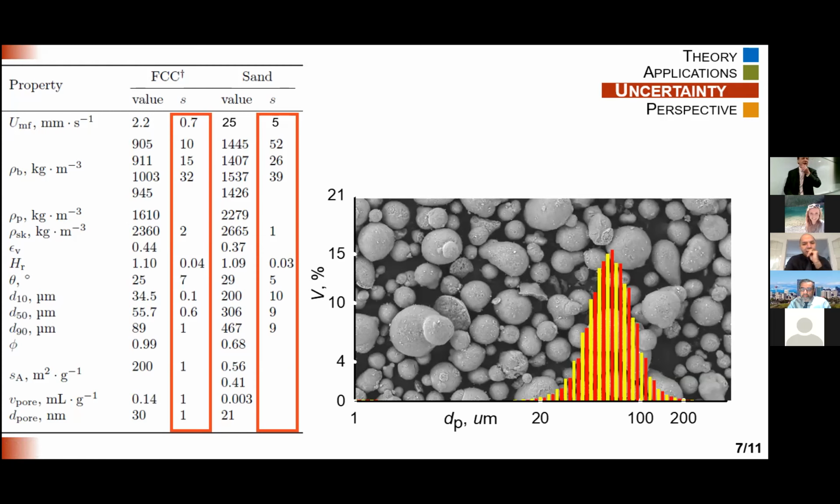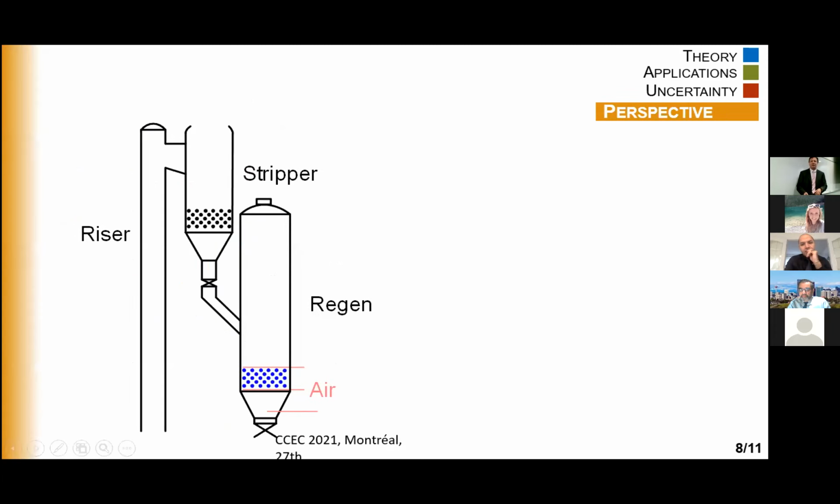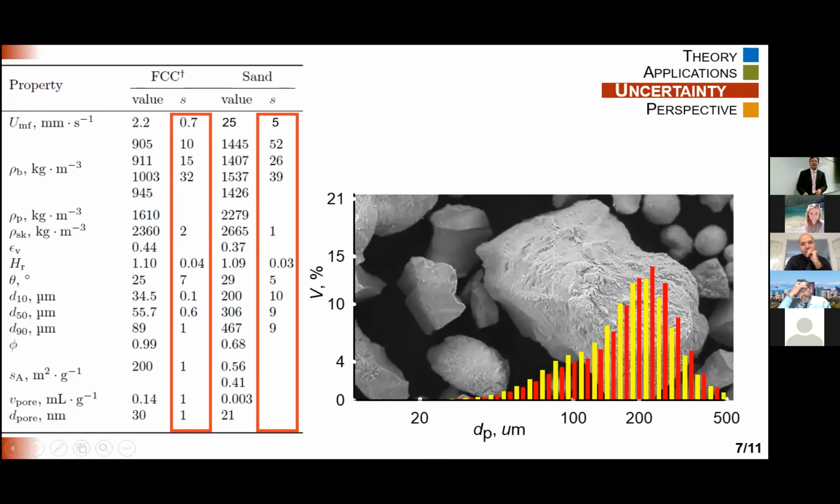You can see that, okay, FCC is round. No, it's not round. You know, the question is, what is its shape factor, okay? And then, of course, you've got the sand. Sand is not round, okay? So what are the implications of shape in DEM? It's not necessarily very clear.